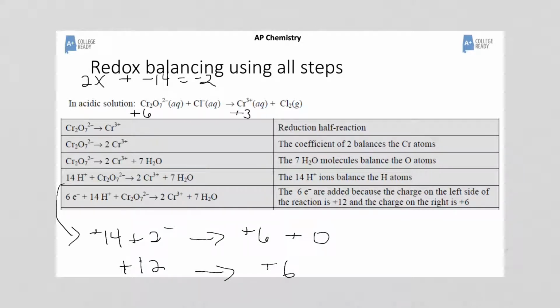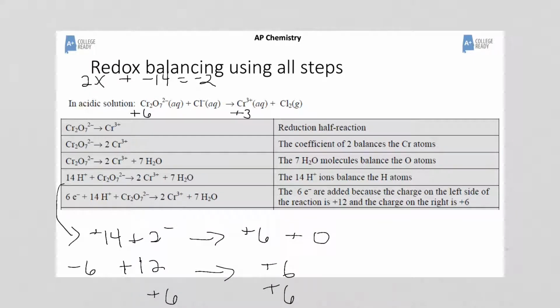And if you notice, in the next step they've added 6 electrons. Hopefully you can see why that's being done, because once we add these 6 electrons we've reduced the positive 12, so now both sides are positive 6. And that's what we're looking for here, because we do need both sides to be the exact same value. So that half reaction is balanced.